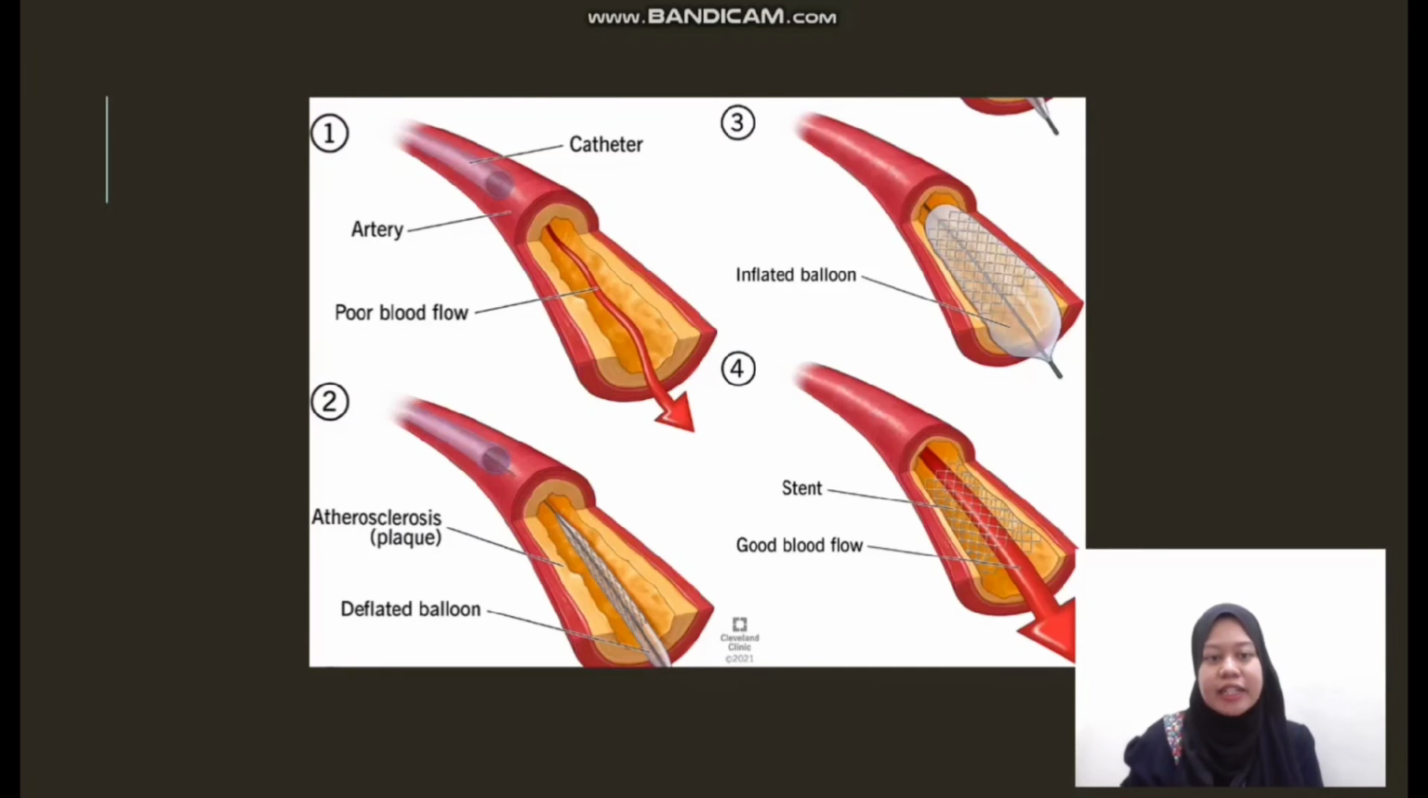Next, the procedure. This is the picture to illustrate the four main steps in the procedure. The first one, we can see that the blood is flowing poorly. Therefore, a catheter will be inserted through the artery. Second, the deflated balloon will be advanced to the plug. Third, the balloon will be inflated and compress the plug against the artery walls. Lastly, the stent will be left behind inside the artery and the blood will flow smoothly. The reason why the stent is left is because it is used to hold the artery from closing again.